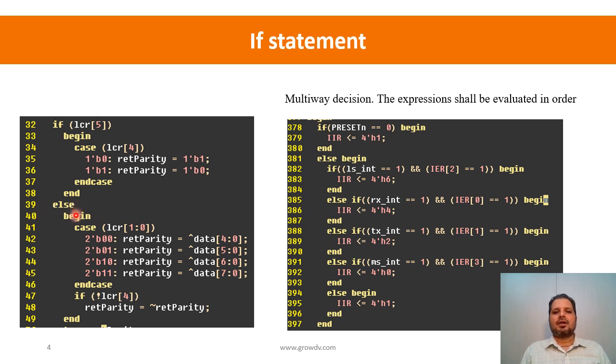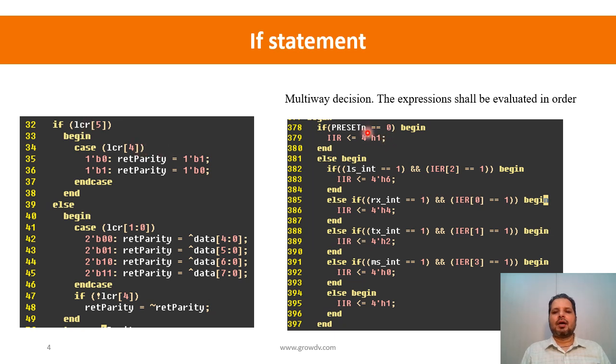Then else will come if this particular condition is false. If it is a single statement, you don't need a begin end block, but if it's multiple statements, you need a begin end block. And within the begin end block, again, you can put any procedural coding statement that will execute if this expression is false.